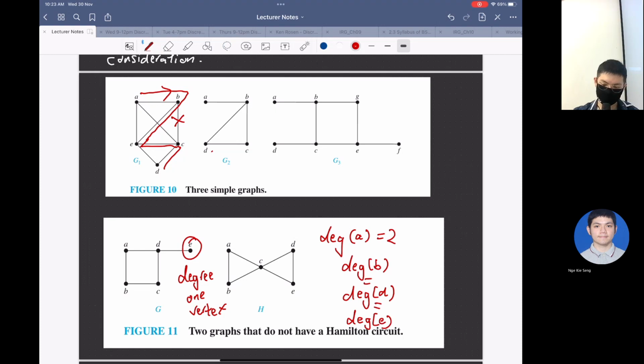And E has degree 2. So that means all these edges you need to use. But if you use all these edges, right, it means that you have to pass through C twice. Okay, you can try out. See, twice. So you cannot avoid passing through C twice. So there's no Hamilton circuit. You can only pass through each vertex once.